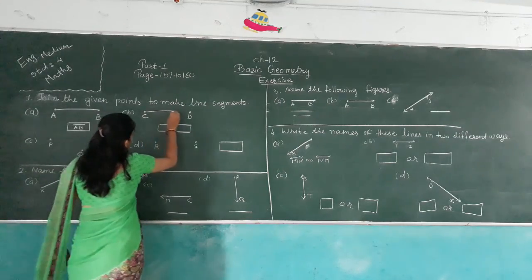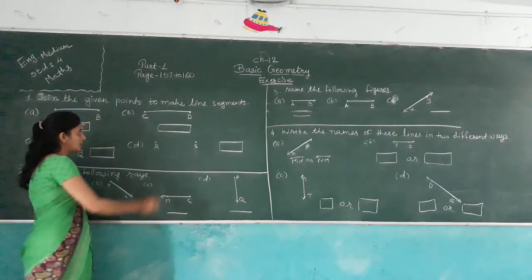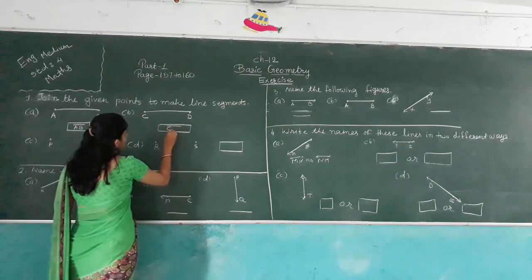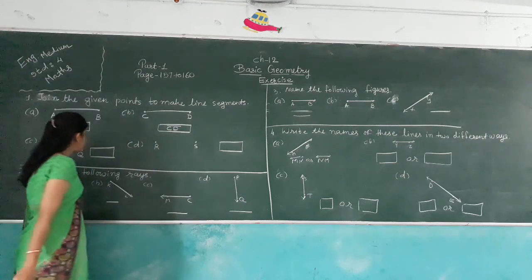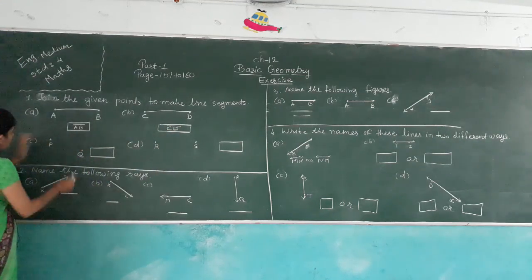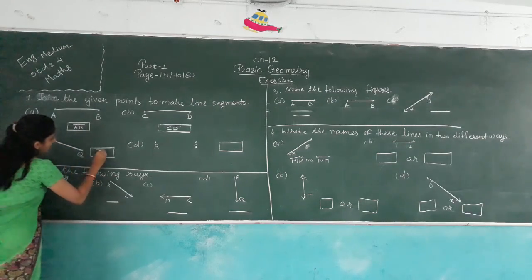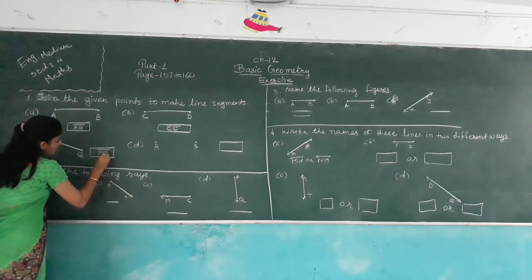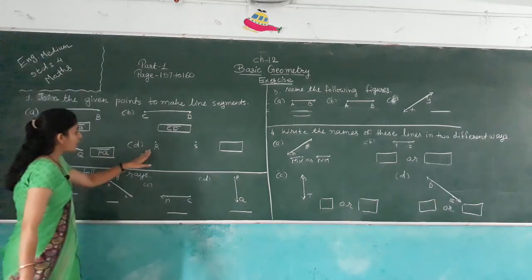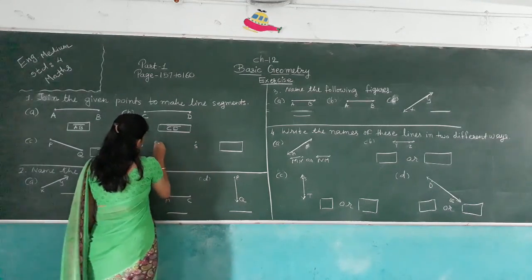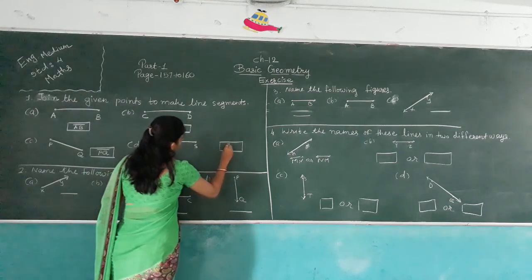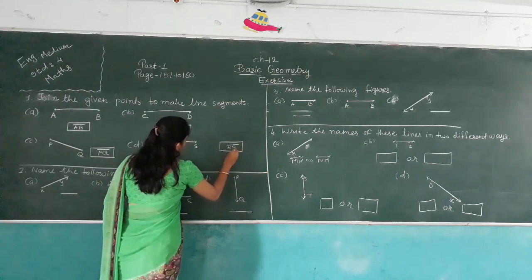Again, point C and point D, join them. So it makes line segment CD. Here point P and point Q, join them. It makes line segment PQ. Point R and point S, join them. So it makes line segment RS.